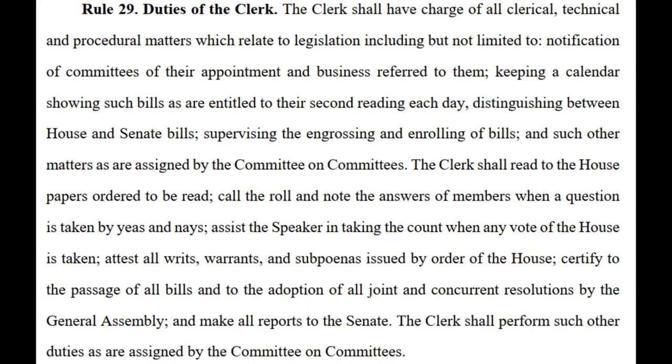Attest all writs, warrants, and subpoenas issued by order of the House. Certify to the passage of all bills and to the adoption of all joint and concurrent resolutions by the General Assembly, and make all reports to the Senate. The clerk shall perform such other duties as are assigned by the Committee on Committees.